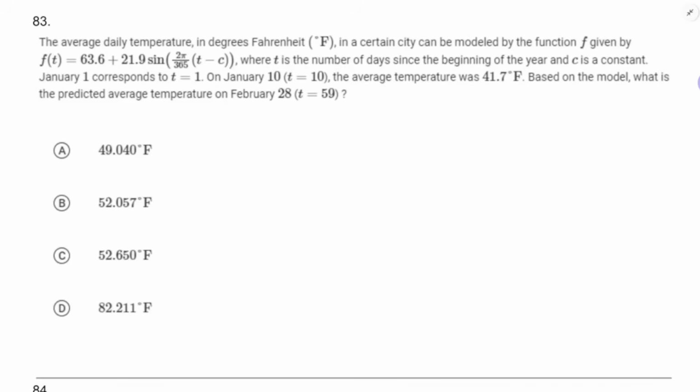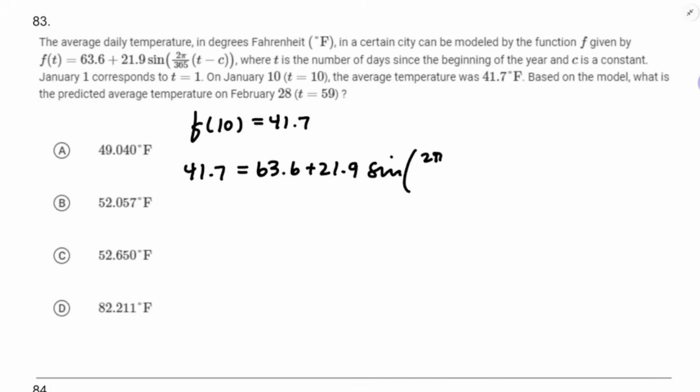So if they tell me that f of 10 is 41.7, I know that 41.7 is going to equal 63.6 plus 21.9 sine of 2 pi over 365 times t minus c. Now I do know the value of t, so I'm going to substitute on that. That's going to be t equal to 10, right? And so I'm just going to try to solve this equation for c using the calculator.